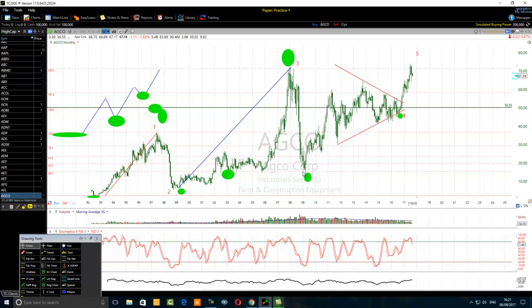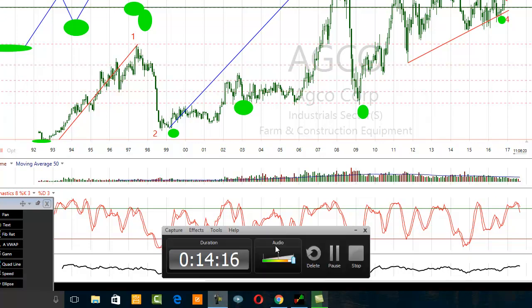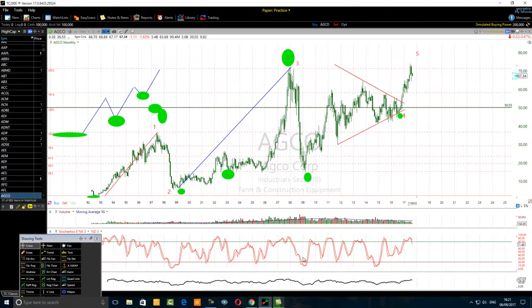The first rule stated that the second wave should not cancel the first wave, which I explained to you already, and also the fourth wave should not overlap the first wave, and also the third wave should not be the shortest wave. The first rule, the second rule, and the third rule are all interlinked. Am I making sense, or am I talking to myself again?